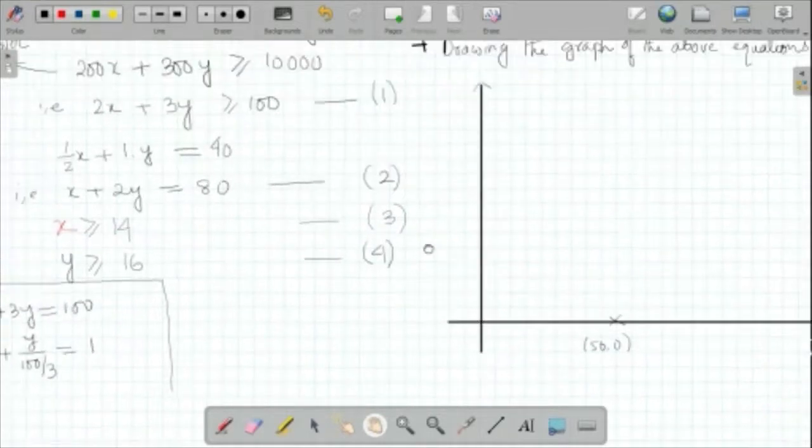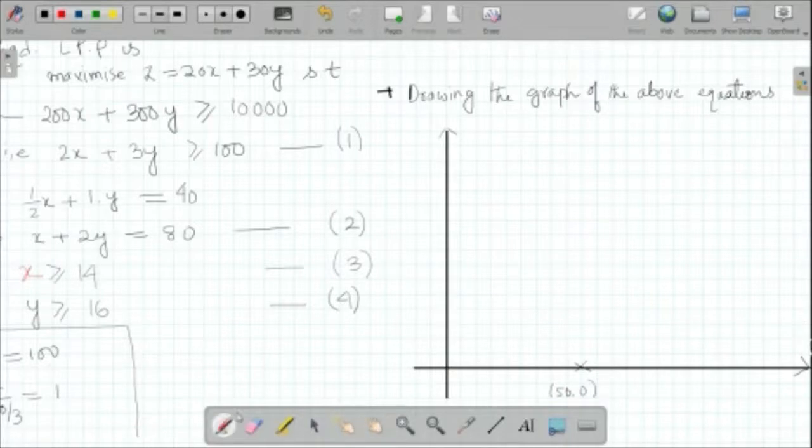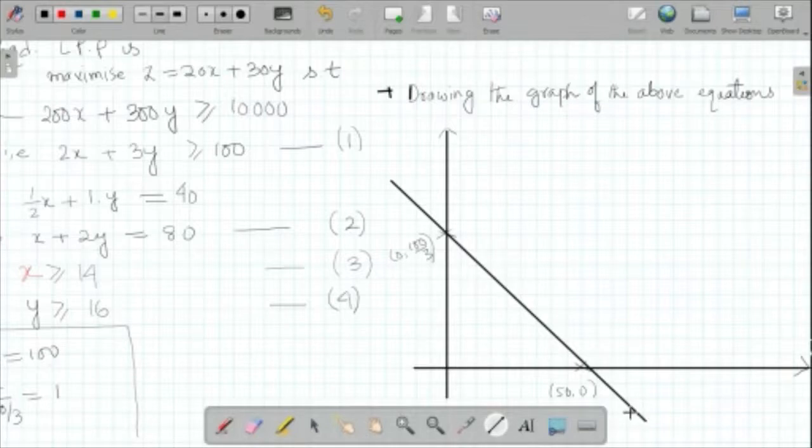Okay, exact value either so just assume by imagination. So let's say this would be 0 comma 100 by 3, and then join the two points. Let's try to join it. Okay, now the region, it should be greater than, so the region towards the origin. Okay, towards the origin region.